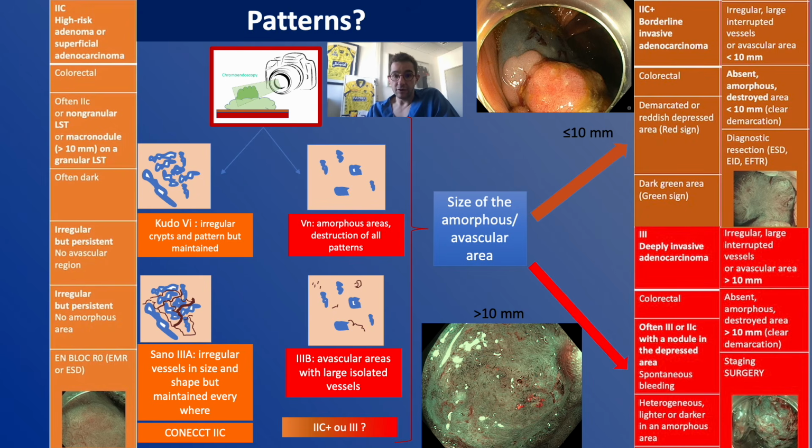the area is very small, under 10 millimeters, ESD could be attempted as a diagnostic means to get a specimen and really select the patients who can be cured by endoscopy and the ones that should be referred to surgery. If the area is over 10 millimeters, diagnostic ESD is frequently a failure. Most of the patients will have a deep invasive cancer, and probably for these lesions with an area of more than 10 millimeters, we should classify them in CONNECT 3 and therefore have an extension checkup and surgery directly.